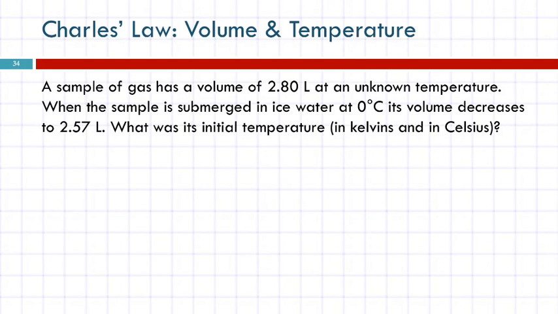So of course we can do calculations. We've got 2 minutes, we can do this. A sample of gas has a volume of 2.8 liters. We're going to do this whole table thing again. 2.80 liters is the volume at an unknown temperature. When we submerge it in ice water at 0 degrees Celsius, its volume decreases to 2.57 liters. What was the initial temperature?